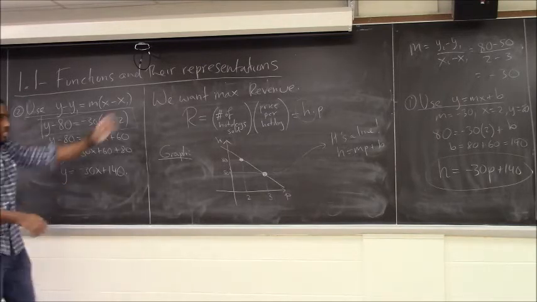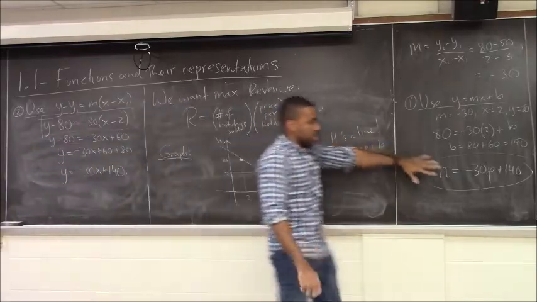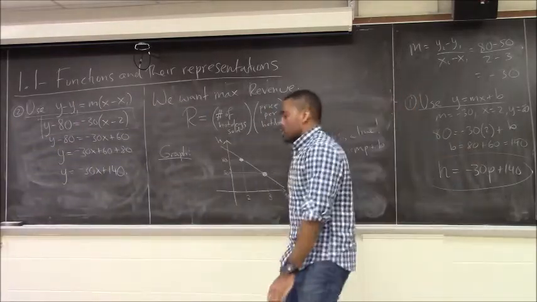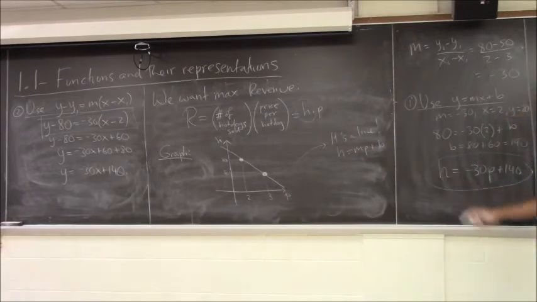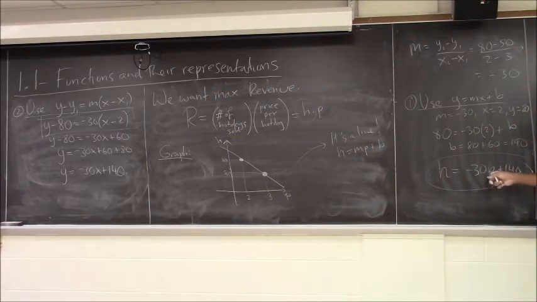By the end of the day, yes, now we know what h is. H is going to be this guy. So if I have a price, I can figure out how many hot dogs I sell, right? If I plug in $2 for the price, I end up selling 80. If I plug in $3 for the price, I end up selling 50, right? And it will be described by this relationship.